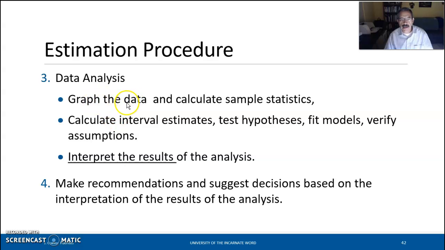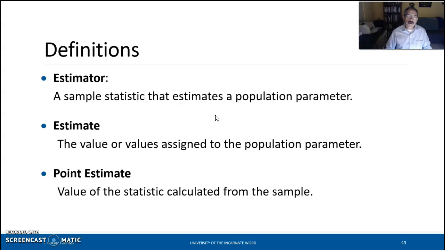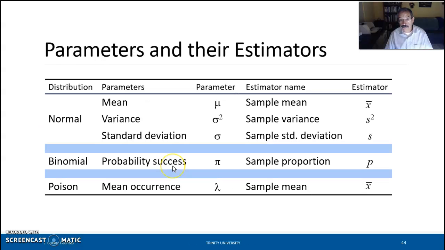Not so much the graphical analysis, but rather using these estimation methods. All right, let's start with some definitions. The first definition is that of an estimator. This is a sample statistic that estimates a population parameter. An estimate is the value or values assigned to a population parameter, and a point estimate is the value of the statistic calculated from a sample.